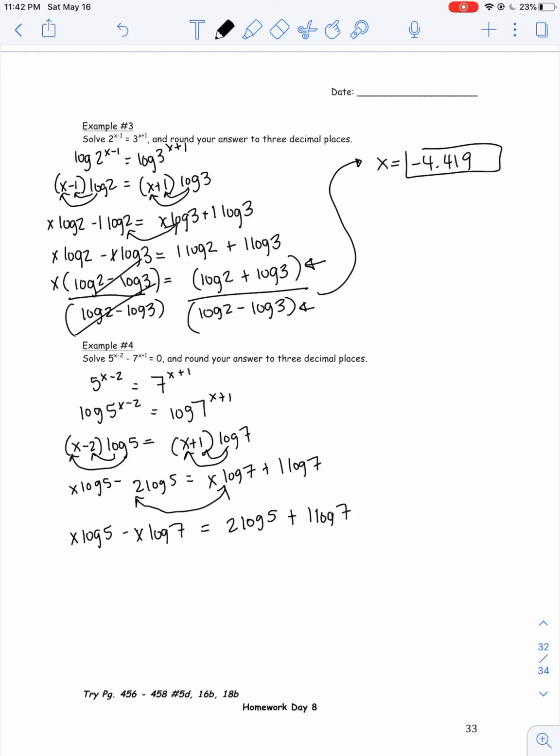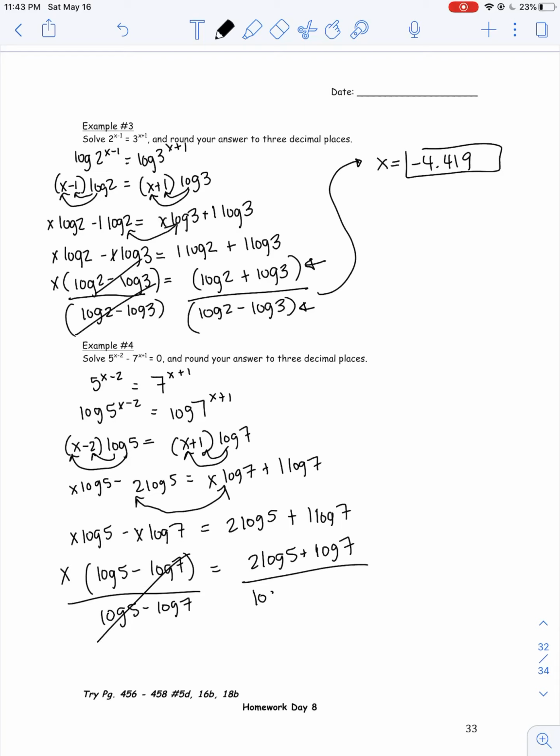Okay, so as you can see, the positive x became negative x when it moved, and the negative 2 log 5 became positive 2 log 5. So just watch that. Then you want to factor out the x, leaving us with log 5 minus log 7 equaling 2 log 5 plus 1 log 7. We don't have to write the 1, so we can just write log 7. And lastly, we're going to divide both sides by this log 5 minus log 7. What we do to one side, do to the other.